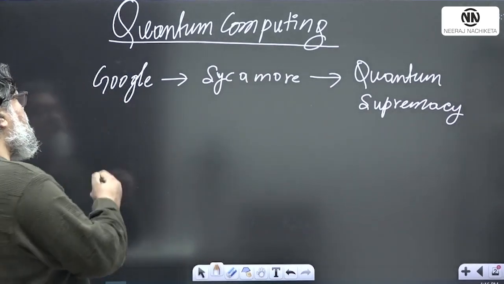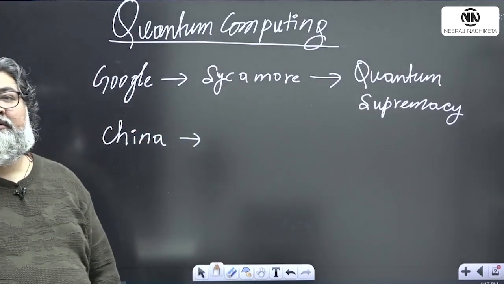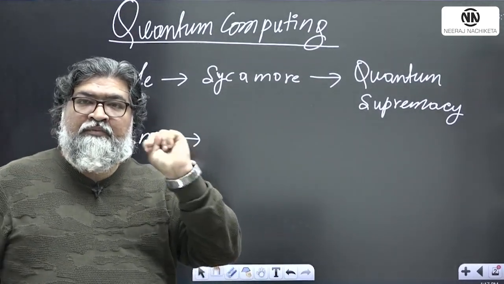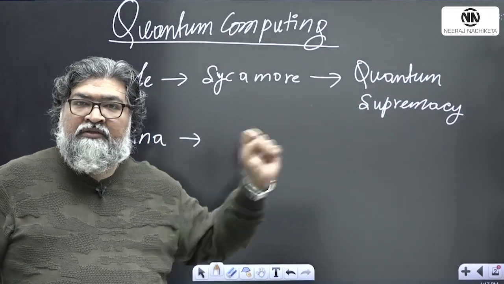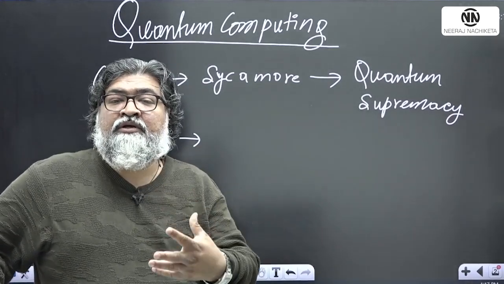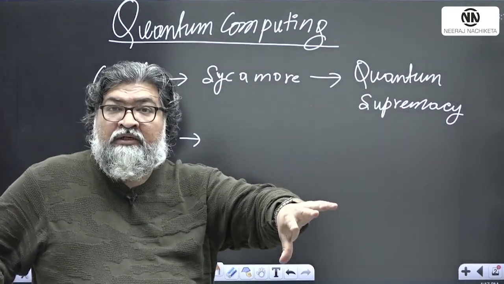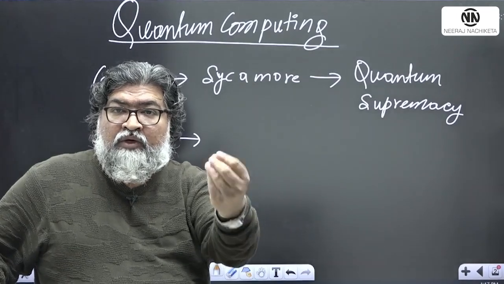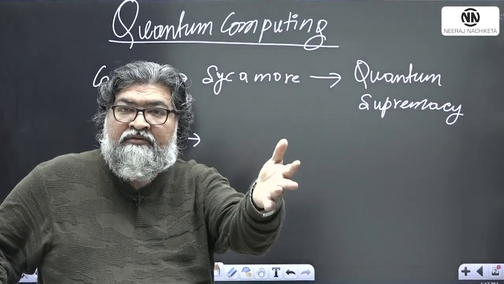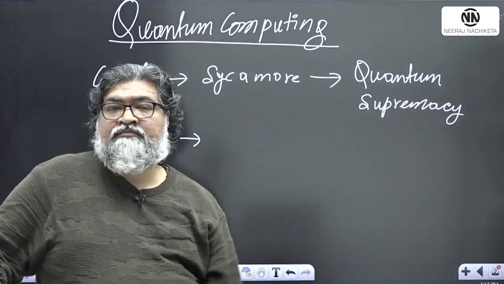Another headline is about our neighbor China. Chinese scientists have done two very important things. One is the same thing, quantum supremacy. What do you mean by quantum supremacy? Traditional computers, even the fastest supercomputers, will take months and years to carry out computations and calculations that a quantum computer can solve in a few minutes, using very few steps, by simply using qubits. This is called quantum supremacy.